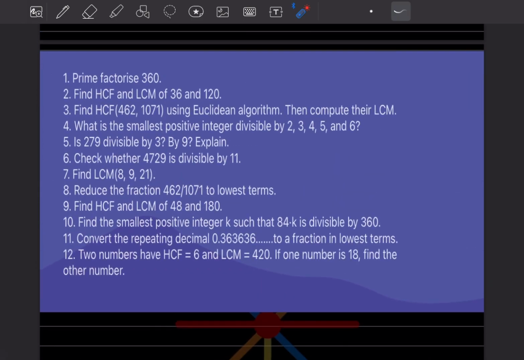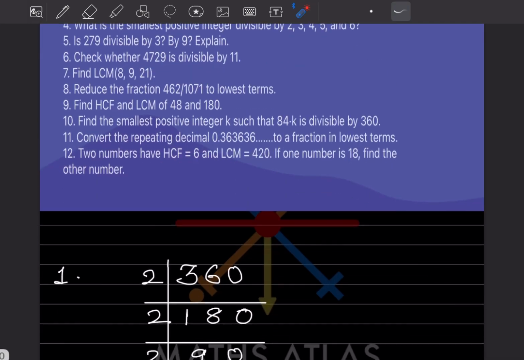The fourth one: what is the smallest positive integer divisible by 2, 3, 4, 5, and 6?